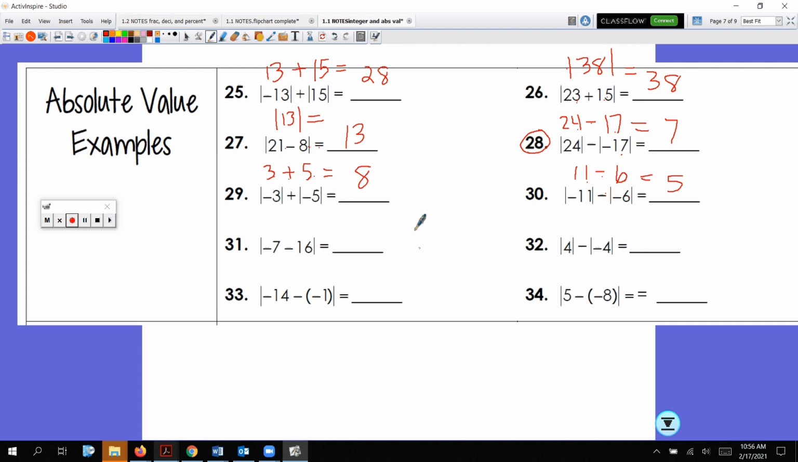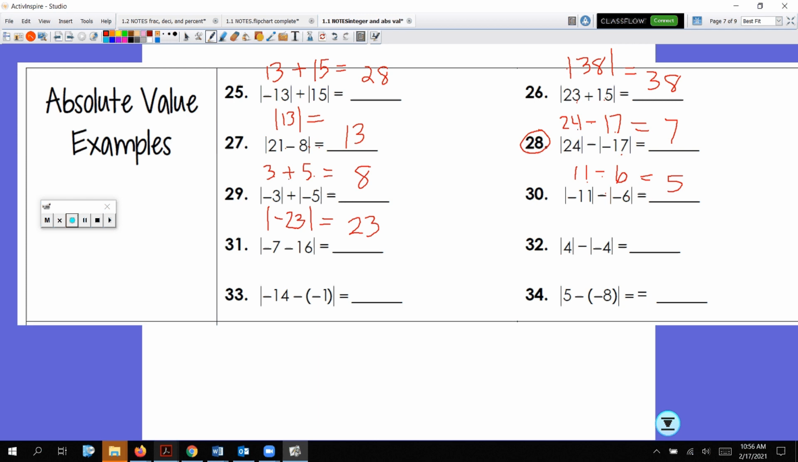Okay, so number 31 is a little bit of a difference, right? It's kind of like 27, okay? Everything is inside those absolute value bars, so we need to figure out what that is. Negative 7 minus 16. Get out my calculator. Negative 7 minus 16 is negative 23. It's still inside the bars. Now, what's the absolute value of negative 23? It's 23, right? It's 23 units away from 0 on the number line.